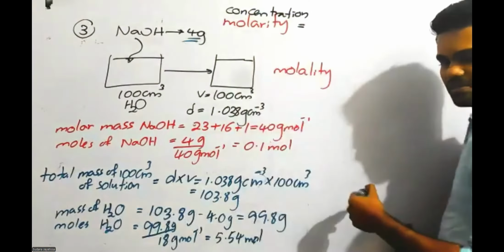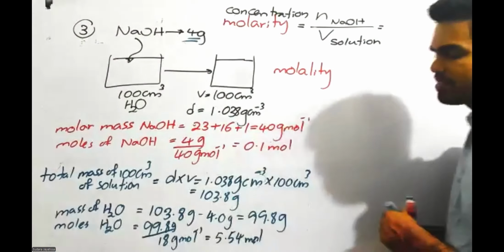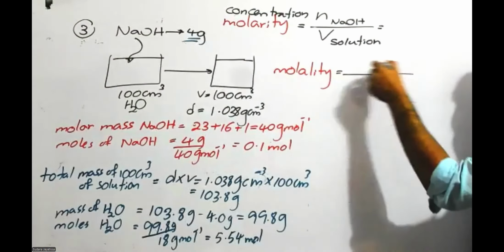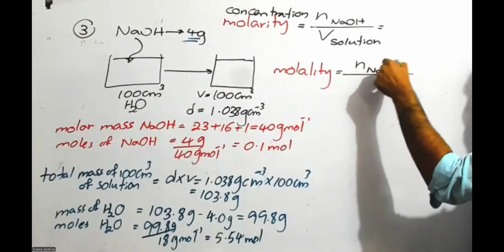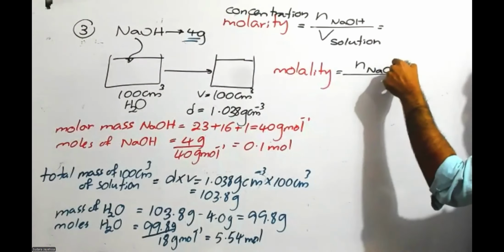So what is molality then? For molality, you still have the moles of the compound, sodium hydroxide, but you divide this by the mass of solvent. What is the solvent here? Water. So you need to divide this by the mass of water. This is the difference.